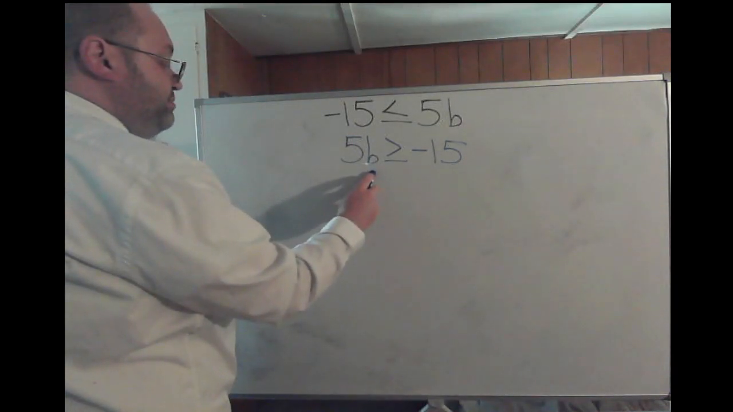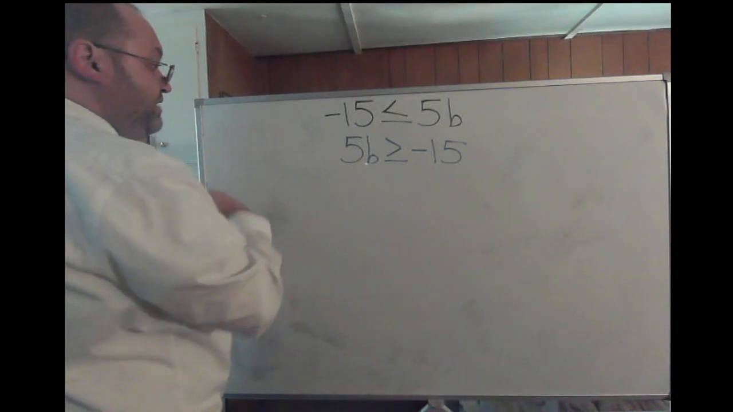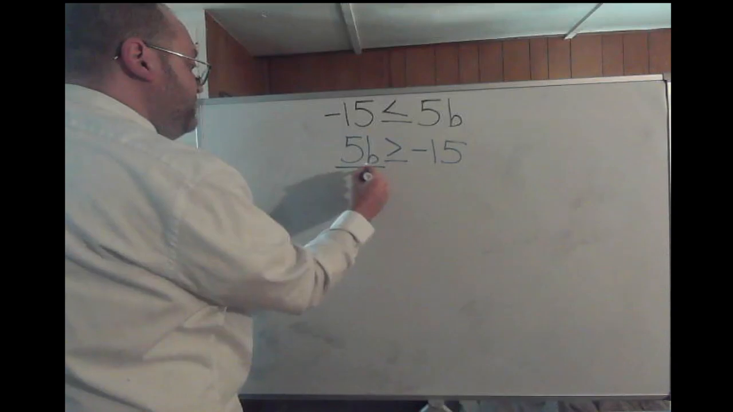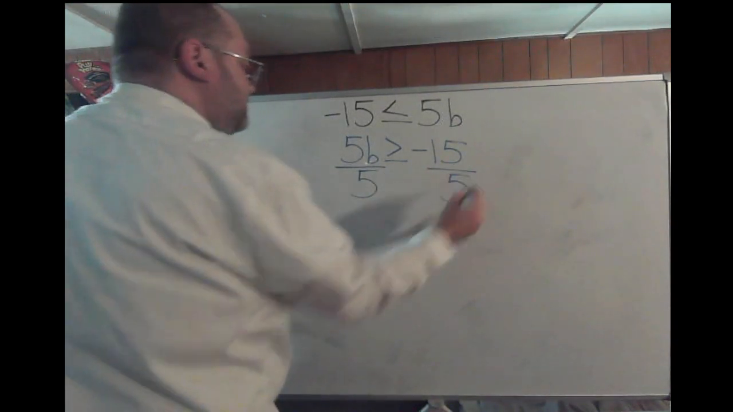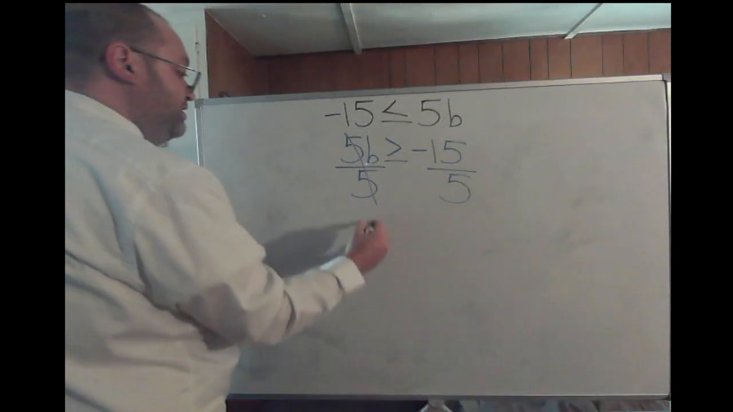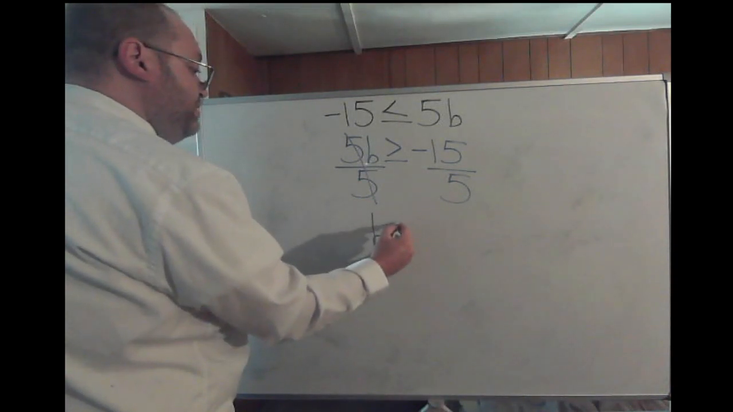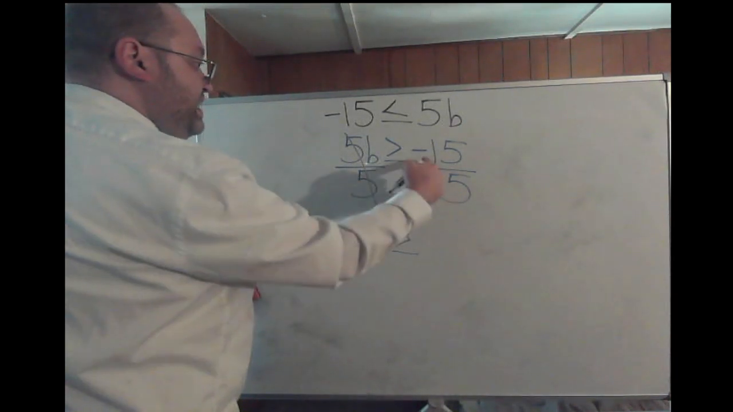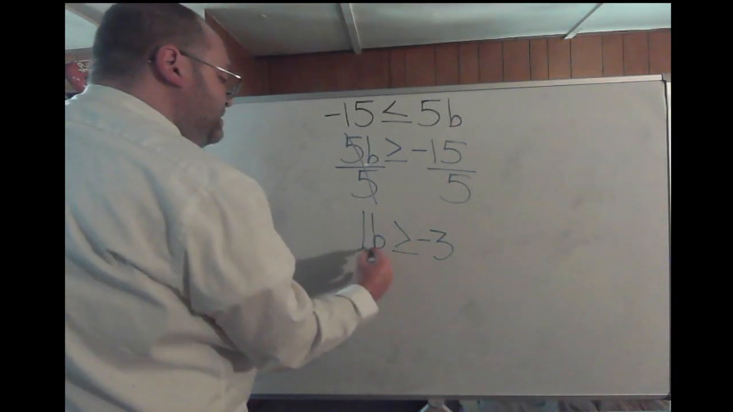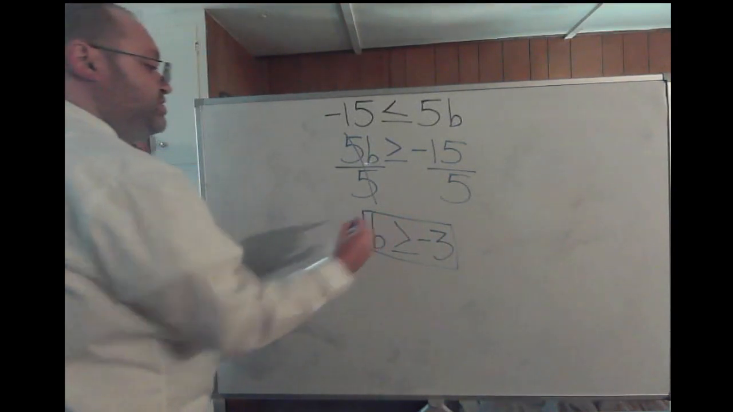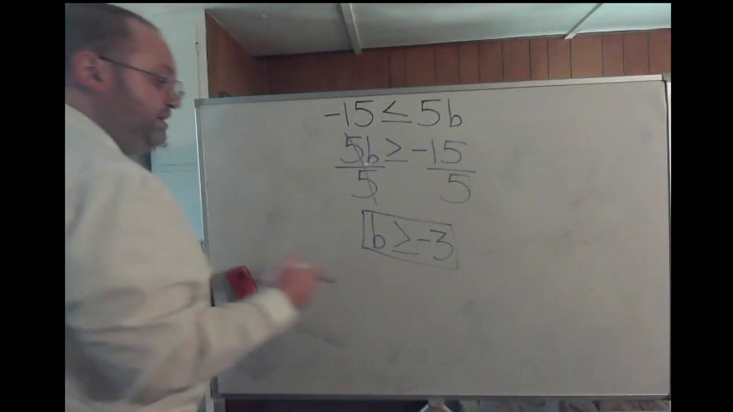So now we got this in a form we can work with. Well, we have 5b, we want to just get b, so we have to divide both sides by 5. On the left side, the 5's cancel out. You're left with b would be greater than or equal to negative 15 divided by 5. That's negative 3. So b is greater than or equal to negative 3. That would be the answer you get.